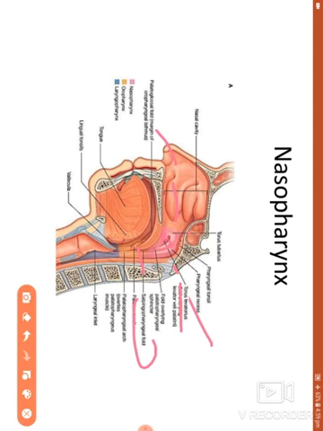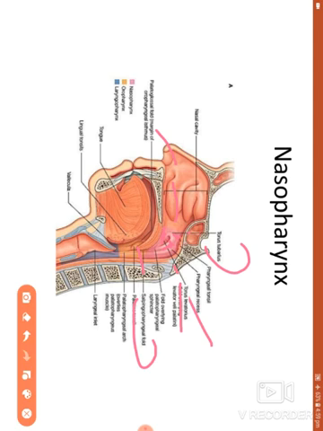Superiorly, see this elevation here. That is the torus tubarius. That is due to the tubal tonsil. Tonsils are collections of lymphatic tissue that you can see in the subepithelial layer. They belong to the mucosa-associated lymphatic tissue. These tonsils act as the first line of defense against pathogens entering the nasal cavity and the digestive tract.